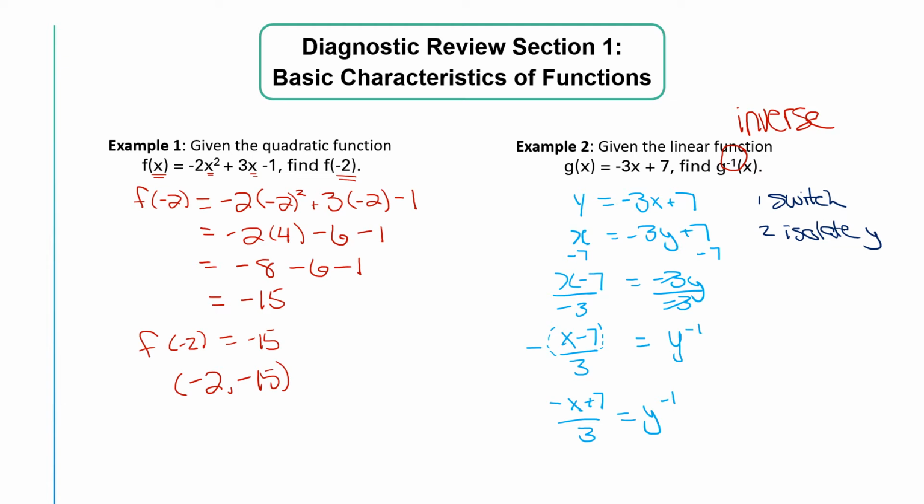The other thing you have to ask yourself now is, is my answer a function? Because if it is, then I should be using function notation. I shouldn't be using this y anymore. This is a function. Another way to write this is -x over 3 plus 7 over 3. These are all ways of writing the same thing. This last term makes it look a little bit more like a line, right? I could even write it as -1/3 x plus 7/3 equals y inverse.